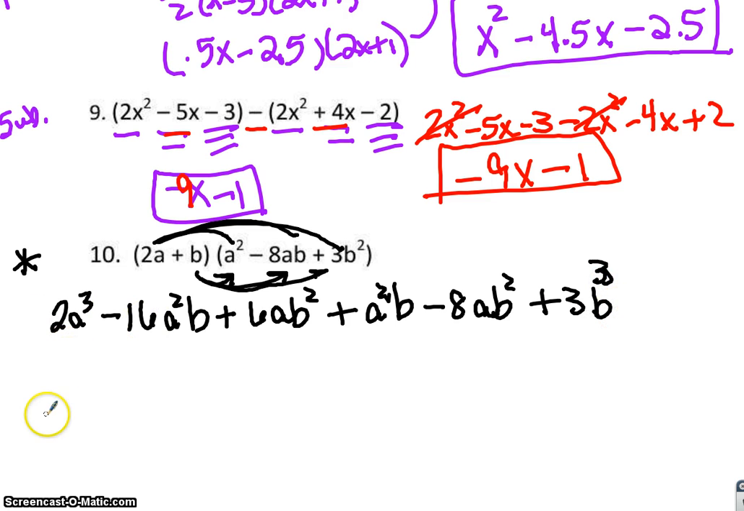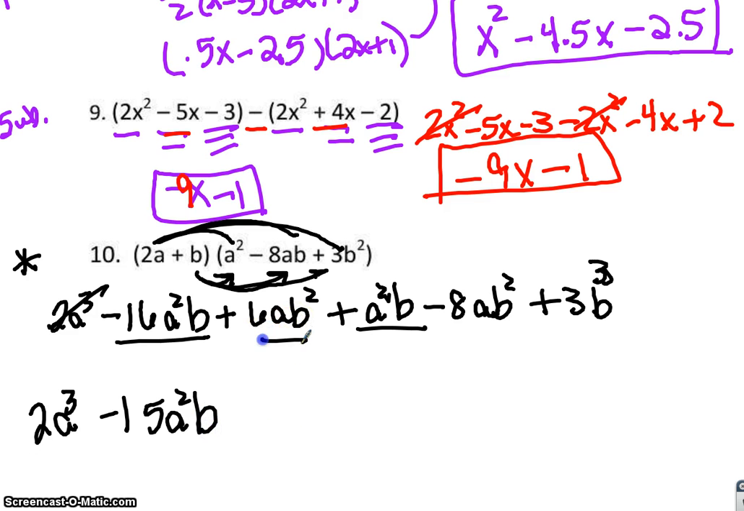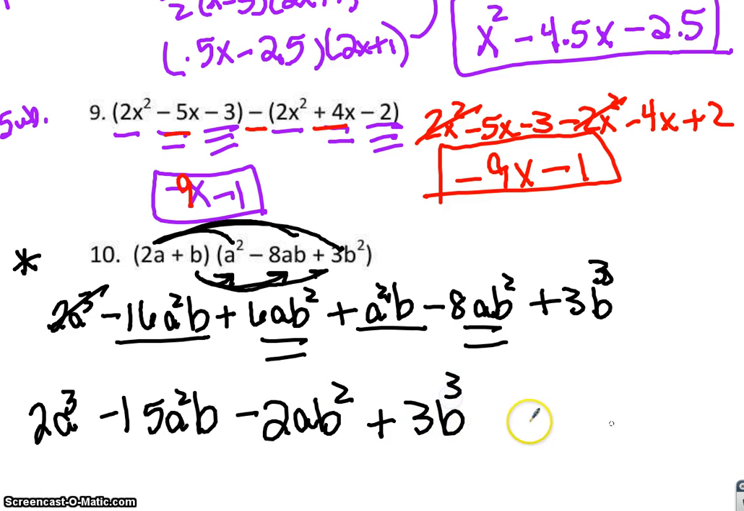So we have 2a to the third. We have an a squared b here and an a squared b here. So negative 16 plus 1 is minus 15a squared b. We have an ab squared and an ab squared. 6 minus 8 is minus 2ab squared. And then bring down your plus 3b to the third. And that's your answer.